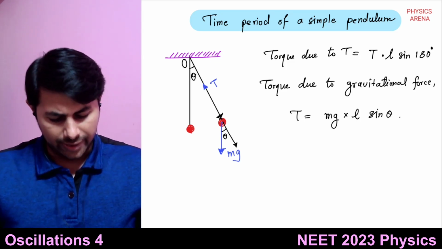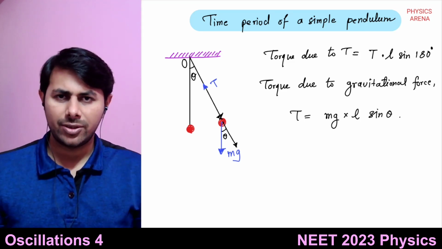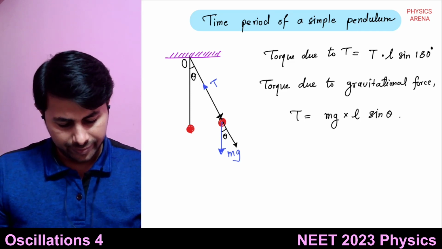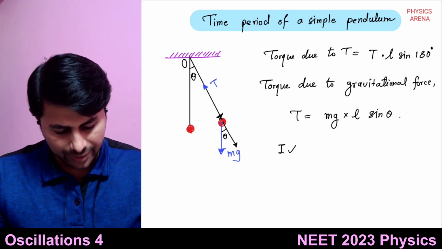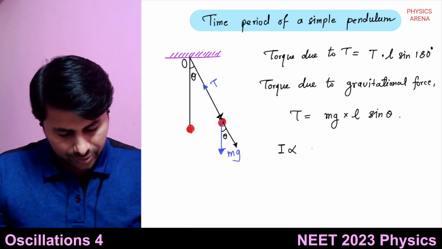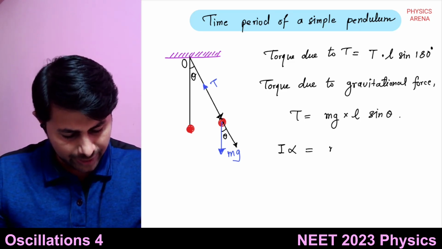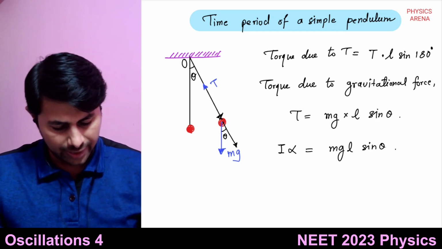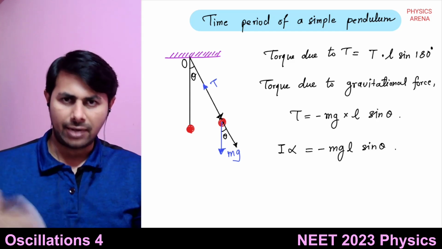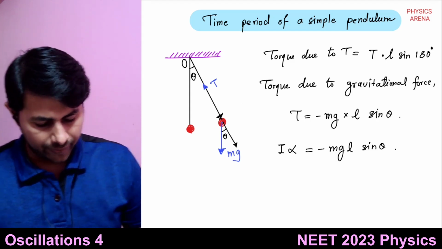Okay, then we can write torque is equal to I multiplied by alpha. What is I? It's moment of inertia. So it is I alpha equals mgl sine theta, and I will put a negative sign over here, for the reason that I will explain.